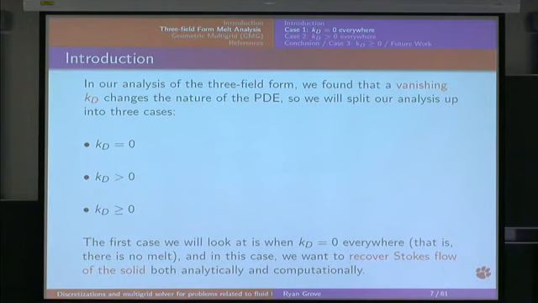So like I said, the first case we're going to look at is Kd equals 0. That's basically saying, hey, we have no melt at all. And we expect that we could recover Stokes flow of the solid both analytically and computationally.